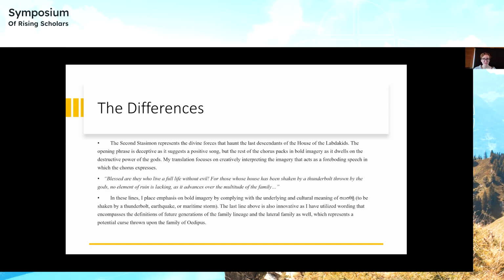So here, blessed are they who live a full life without evil, for those whose house has been shaken by a thunderbolt thrown by the gods. No element of ruin is lacking as it advances over the multitude of the family.